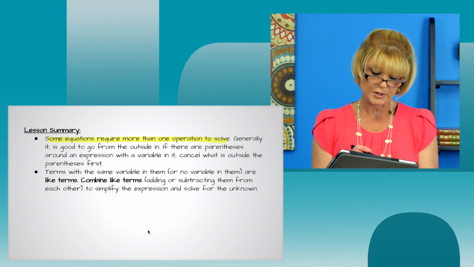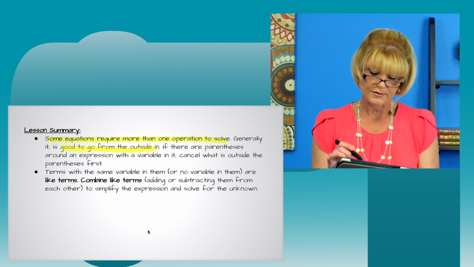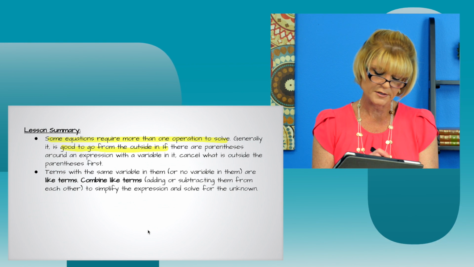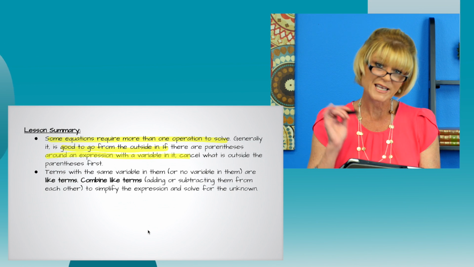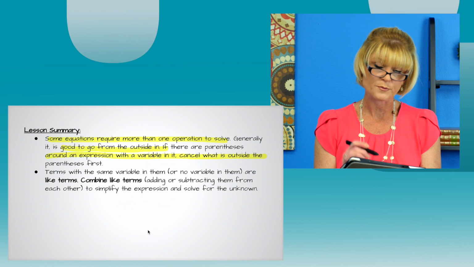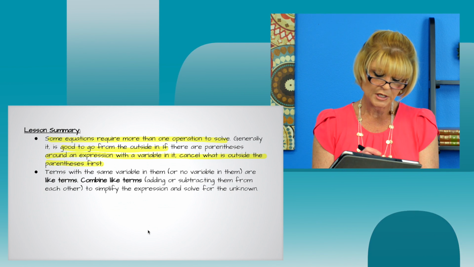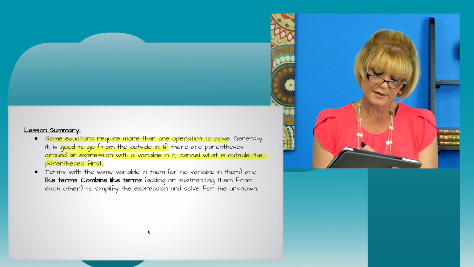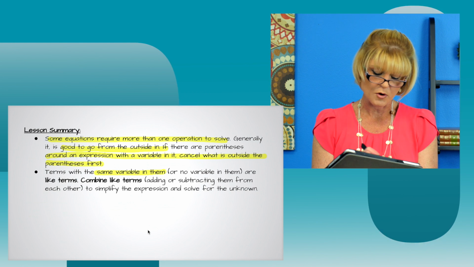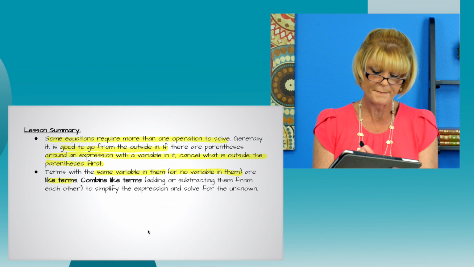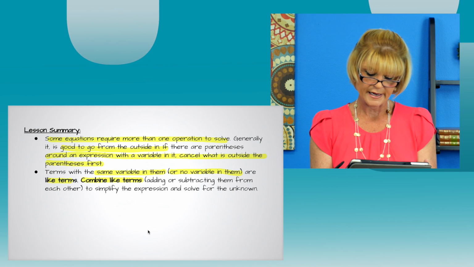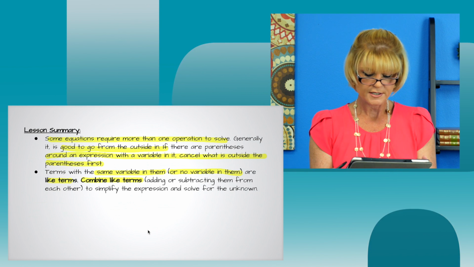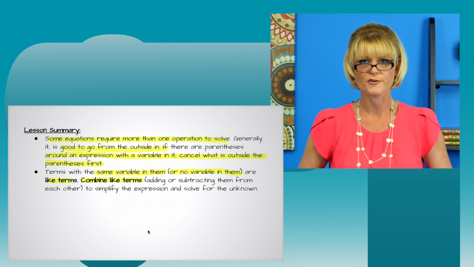Okay, so in this lesson, we've learned that some equations require more than one operation to solve. Generally, it's good to go from the outside in. If there are parentheses around an expression with a variable in it, cancel what's outside the parentheses first. Terms with the same variable in them or no variable in them are like terms. Combine like terms, adding or subtracting them from each other to simplify the expression and solve for the unknown.